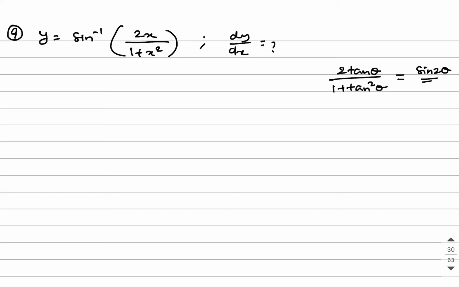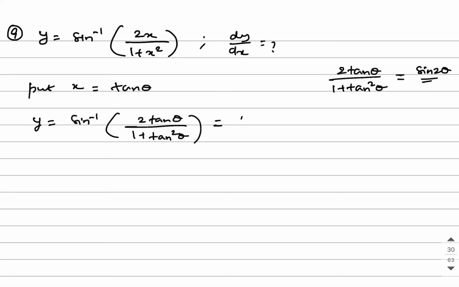So what we can do is we can use a substitution method. Put x is equal to tan theta. Then y will be equal to sine inverse of 2 tan theta divided by 1 plus tan square theta. This will be sine inverse of sine 2 theta, since 2 tan theta by 1 plus tan square theta is sine 2 theta. This will be equal to 2 theta.